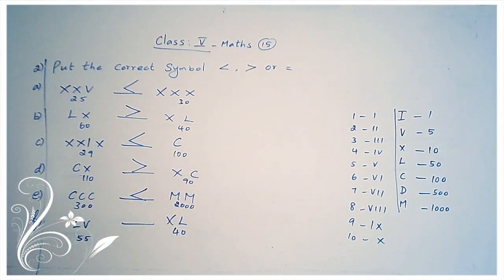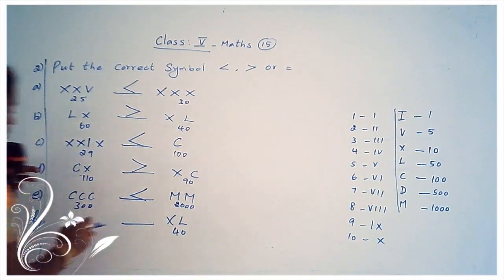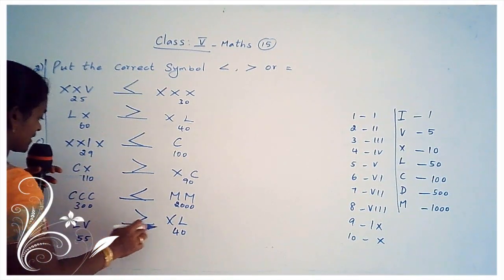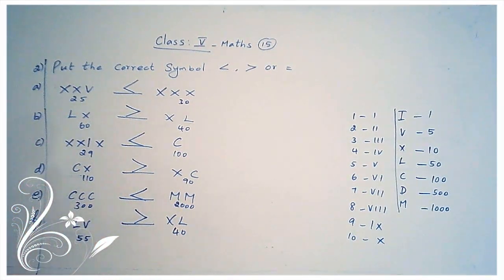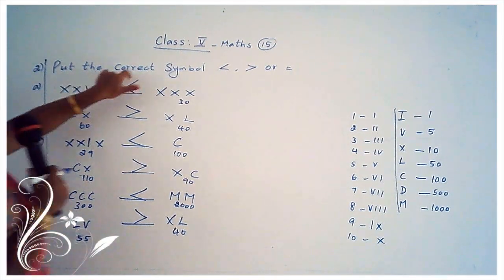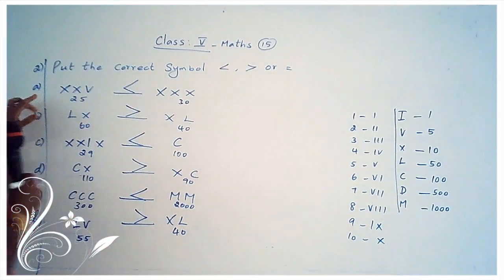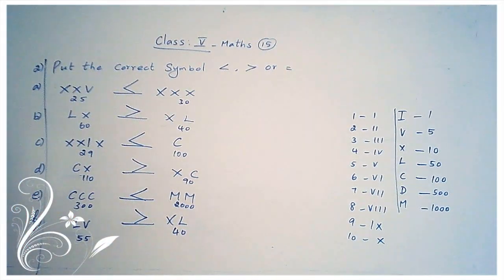Now you compare LV and XL. Which one is greater? Yes, surely 55 is the greater number. Yes, children. So now you put the sign like this. So LV is greater than XL. Okay, children. Do you understand? Yes. Now write it in the classwork note. Second question. Okay. Put the correct symbol less than or greater than or equal to. Okay. Write the questions. Write fast, children.